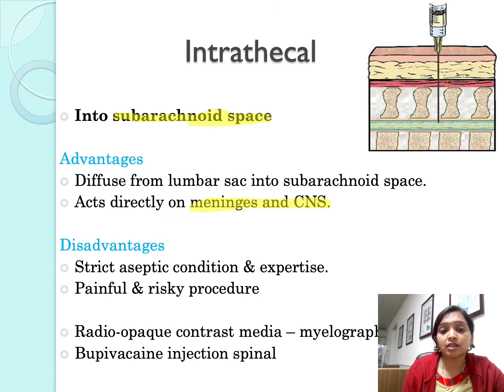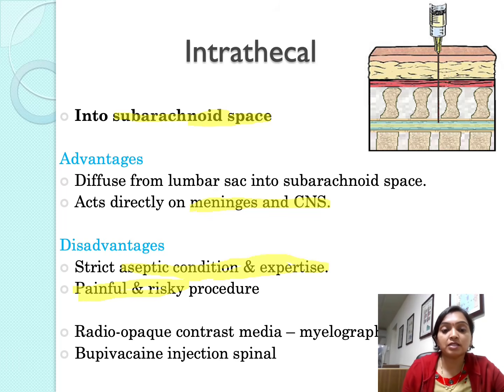The disadvantage is strict aseptic precautions and expertise. Until then you cannot do the procedure, because a normal person, with one or two attempts, will not develop appropriate technical methods, so it will need proper assistance because there are nerves and all that, so you cannot injure all those nerves. It is also a painful and risky procedure, so you have to take strict precautions.